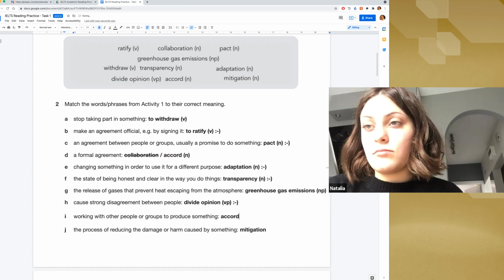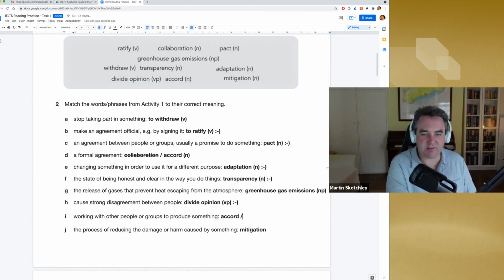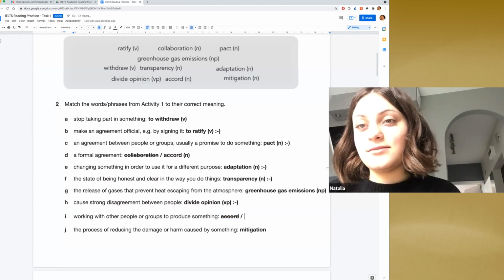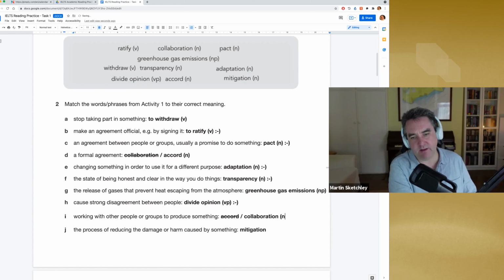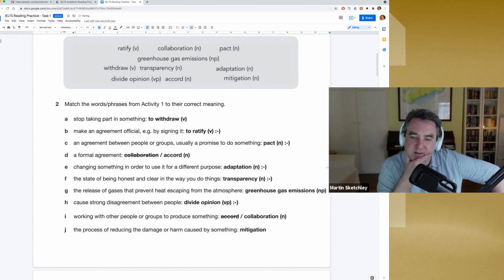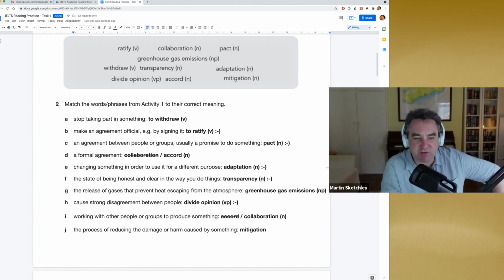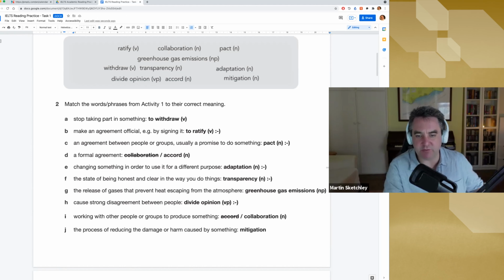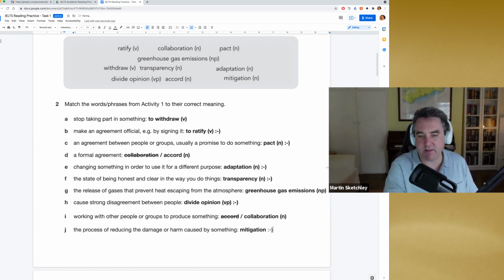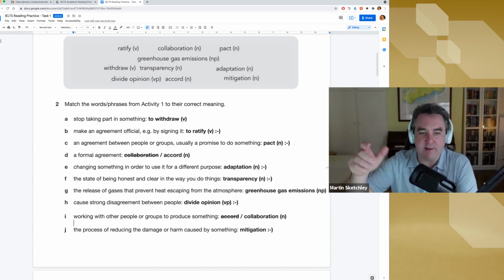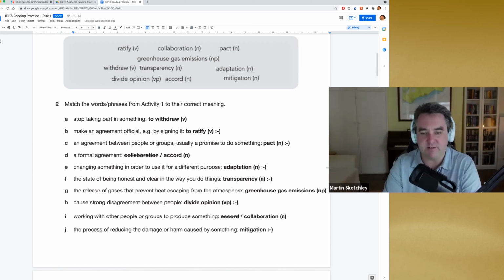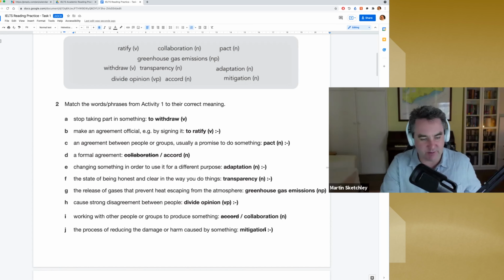So this one, accord, and this one, collaboration. That's it, as a noun. Okay. And then finally, mitigation, the process of reducing the damage or harm caused by something. And I agree. Yeah, that's good. So, well done. Other than accord and collaboration, all the others are correct, and I think that's perfect. Well done.